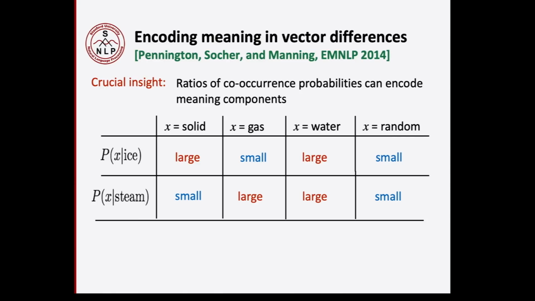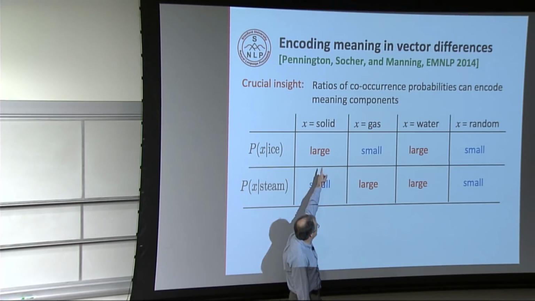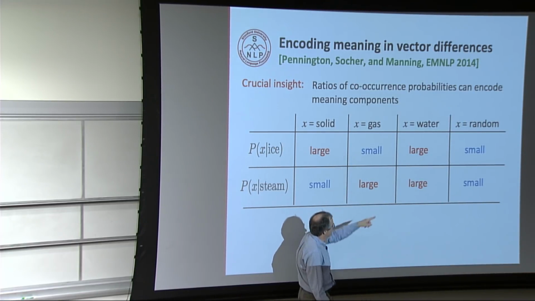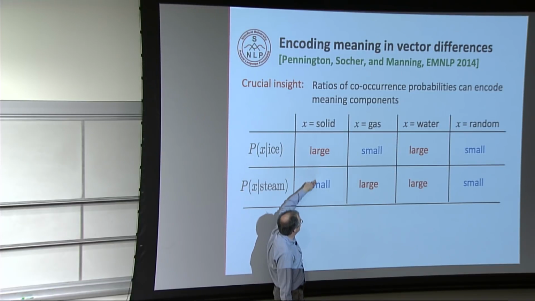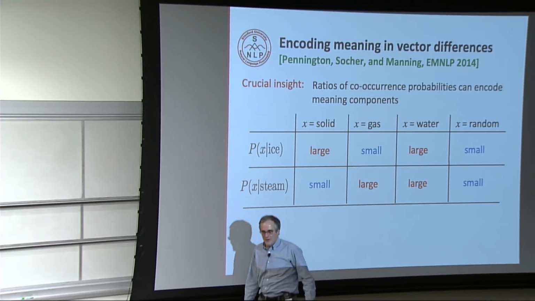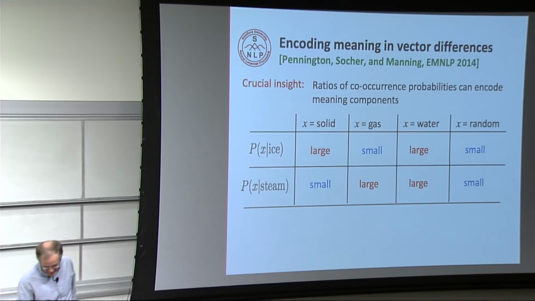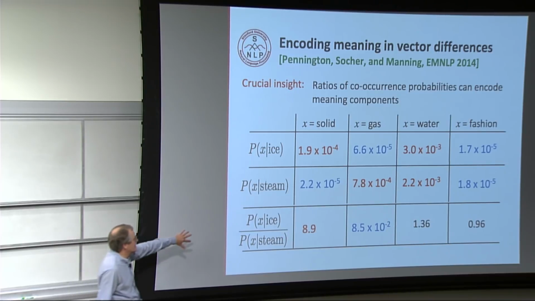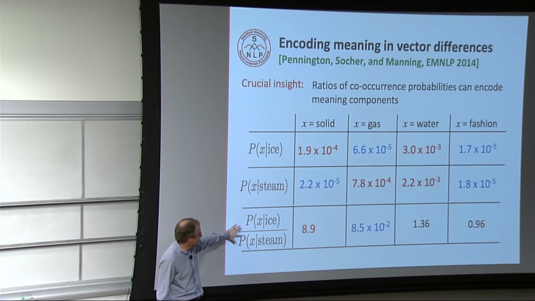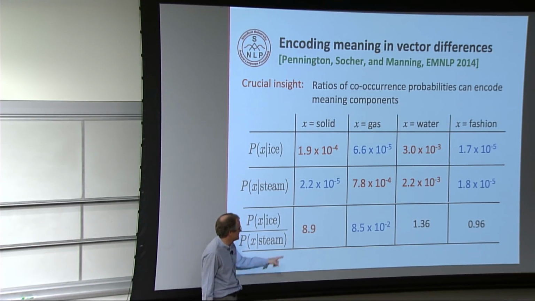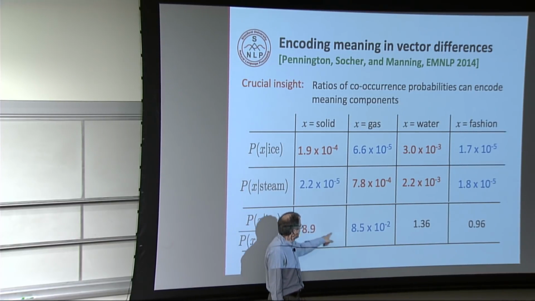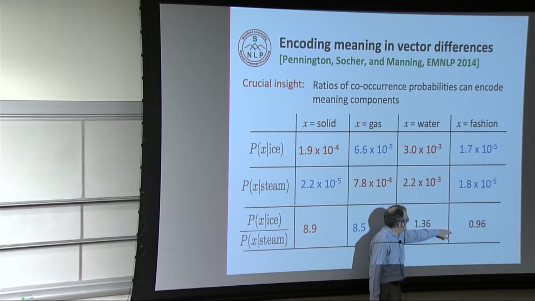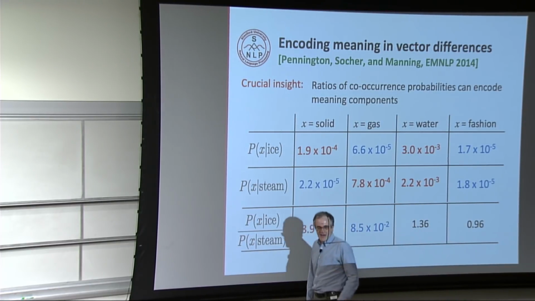But, so the thing to notice is it's not enough to just have large by itself, because large appears both here and here, or small appears there and there. The thing that's interesting is sort of the difference between these components, and they're indicating a meaning component. And so we can get at that if we look at the ratio of co-occurrence probabilities. And so for the ratio of co-occurrence probabilities, this is a dimension of meaning, and for other words, this sort of ratio cancels out to about 1.